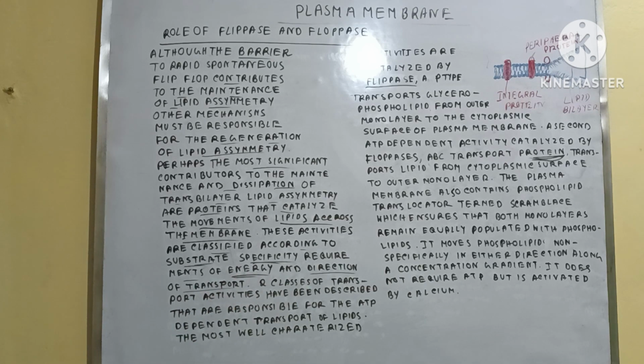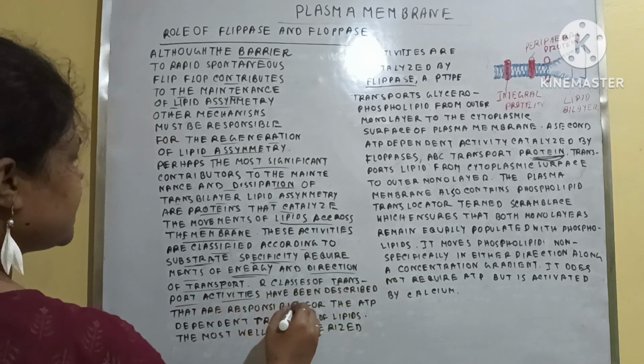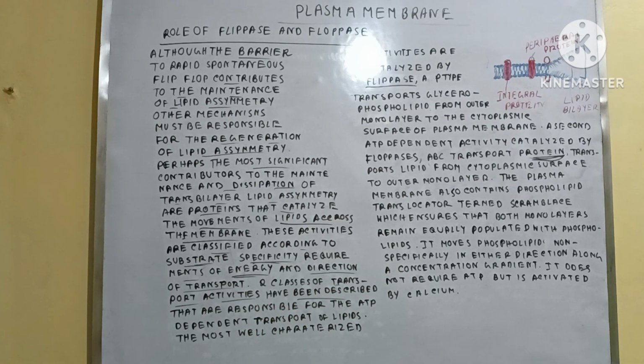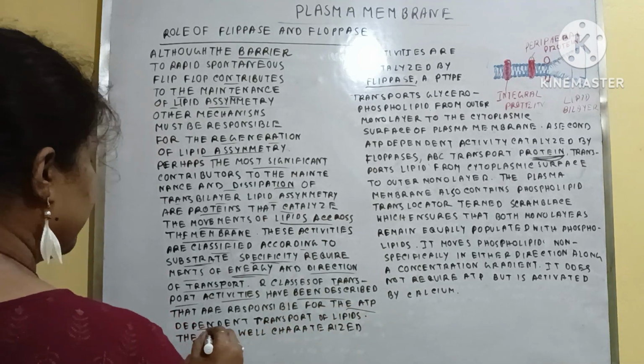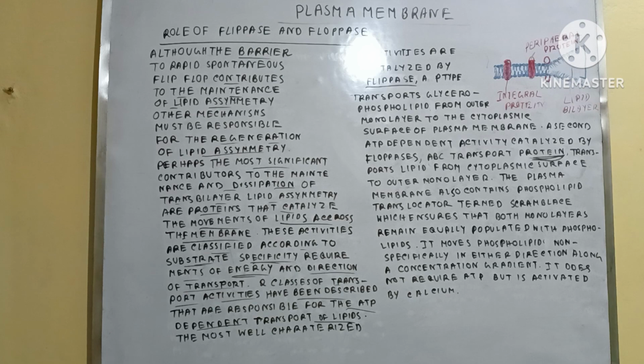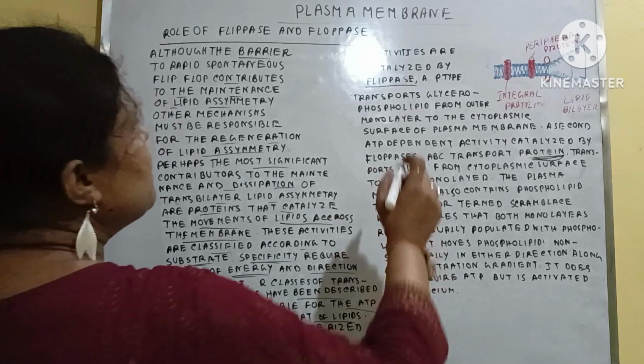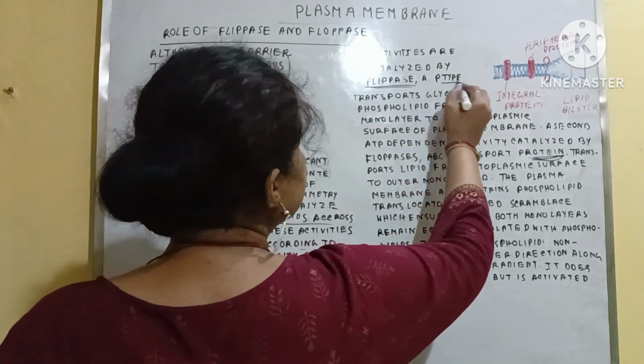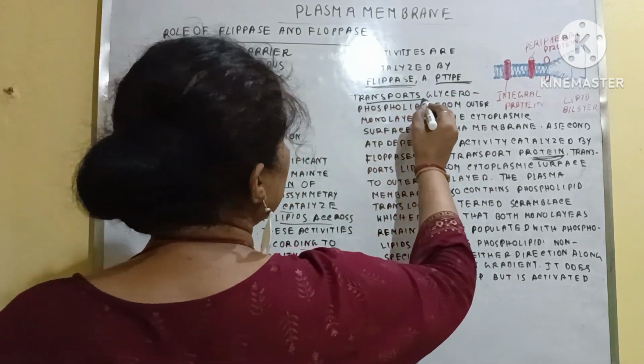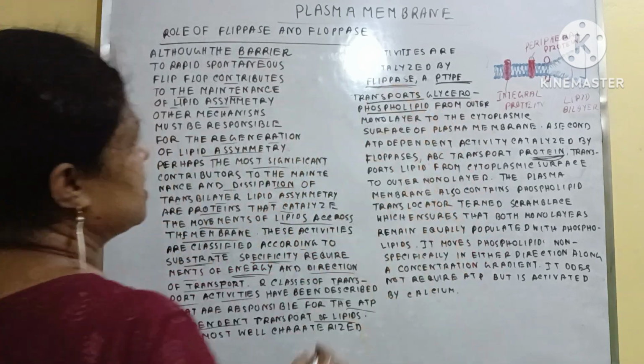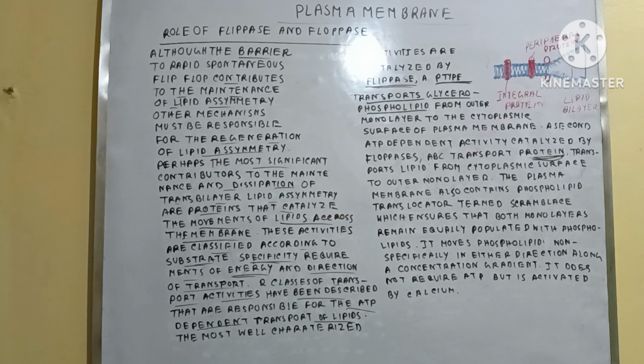Now two classes of transport activities have been described here that are responsible for the ATP-dependent transport of lipids. These transportations are dependent on ATP. The most important activities are catalyzed by the Flippase. Flippase is a P-type transporter of glycerophospholipids.